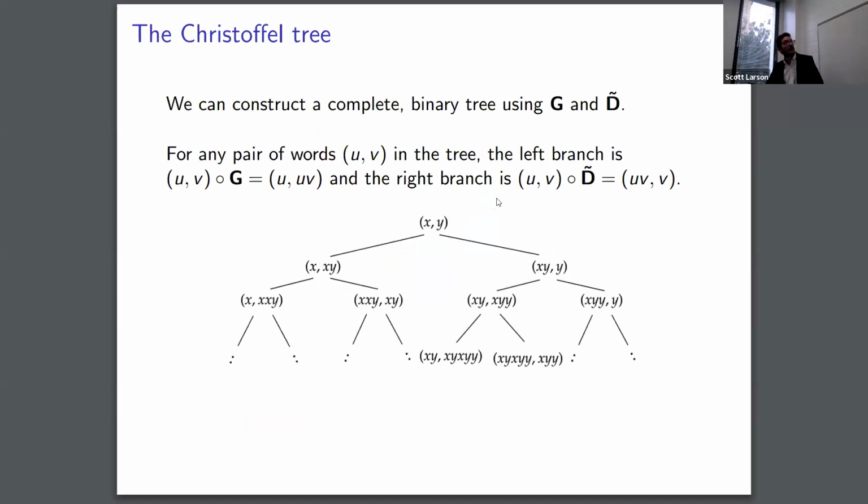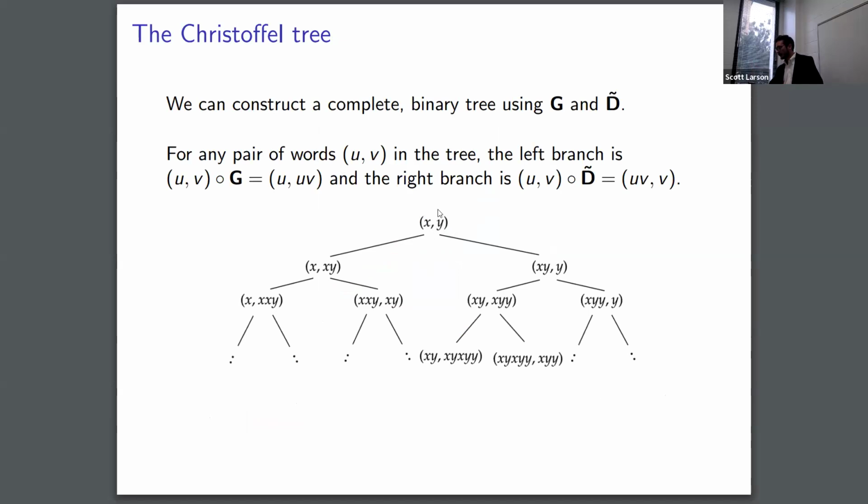So now we have the Christoffel tree. We're going to use our morphisms that we talked about earlier. We're going to define a complete binary tree using G and D twiddle. So you have the root, which is X, Y up here. You're basically going to define any left branch as composing with G, and any right branch as composing with D twiddle. And just a reminder that this is the function notation that we're using here.